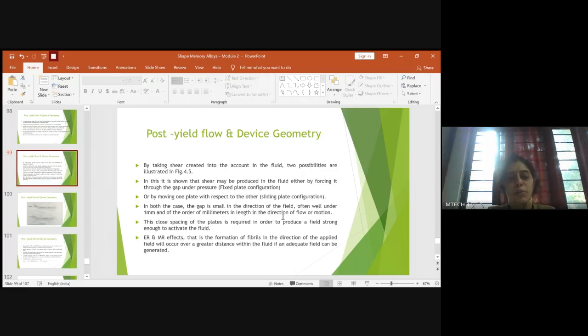So that is being told over here. The gap is in the direction of the field applied, and often 1 mm, of the order of millimeters in length, in the direction of the flow or motion. So what do you understand by this? The gap in between the fibrils will be less than 1 millimeter of length, and this gap will be in the direction of the flow of fluid. So this is what you have to understand.